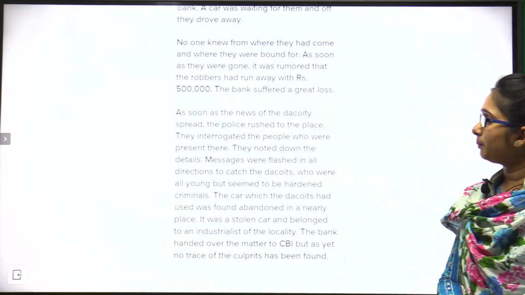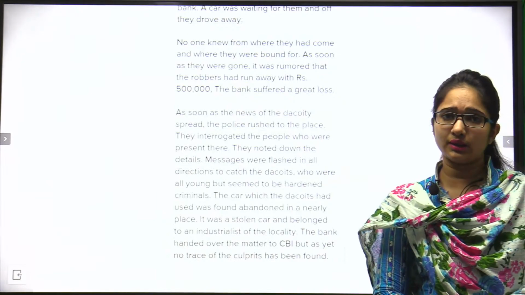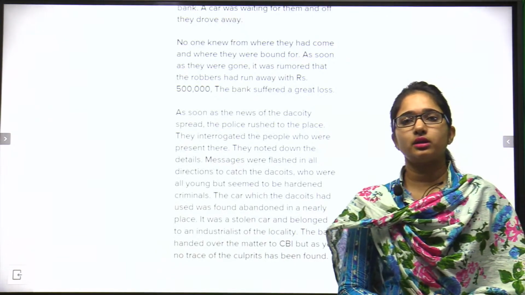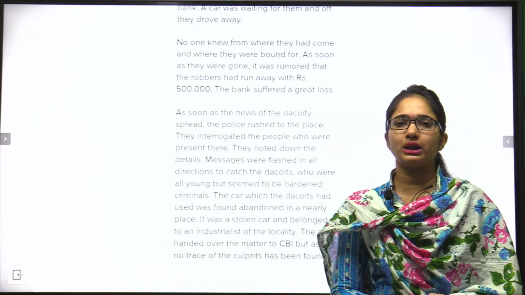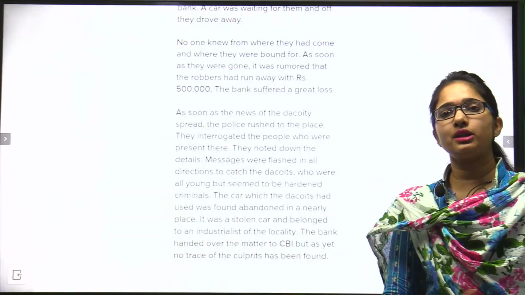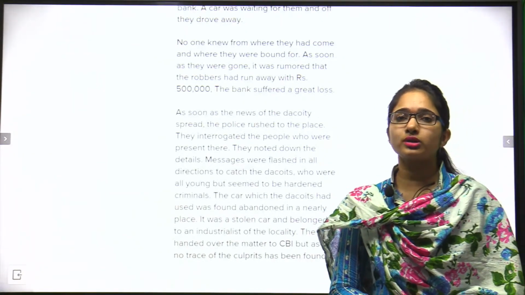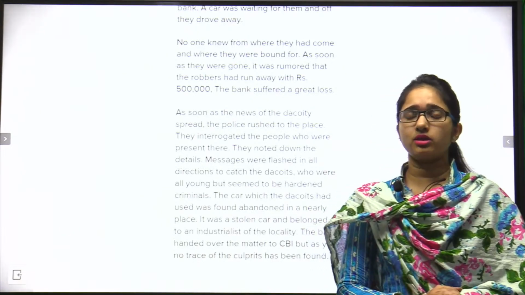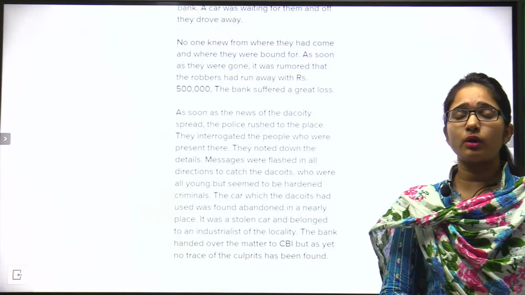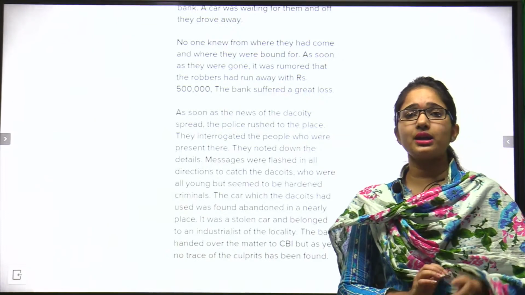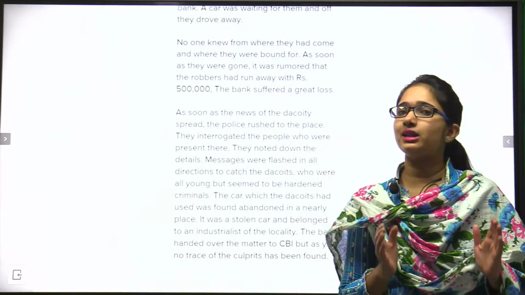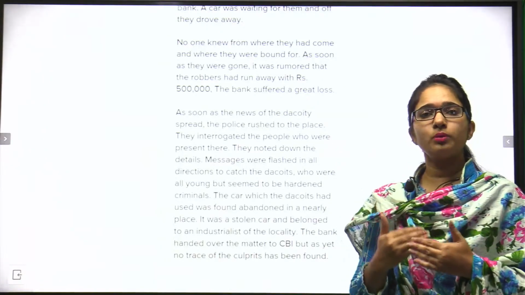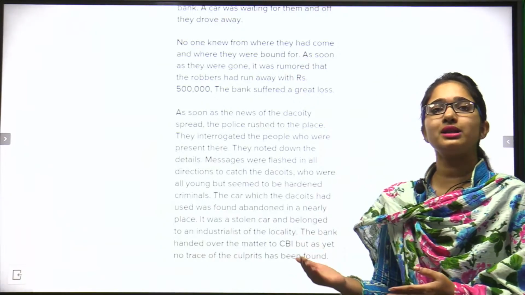So this way we have completed the description of the incident, a bank robbery. Students, in your daily routine you will come across many incidents in your life. After watching those incidents, you should be very careful. And the second thing is that we should note all the details very minutely, because if the police need any help, we should always be ready to help them by giving these types of details.